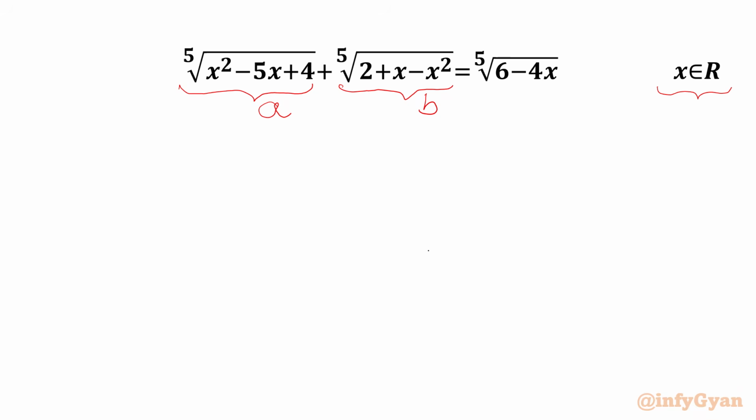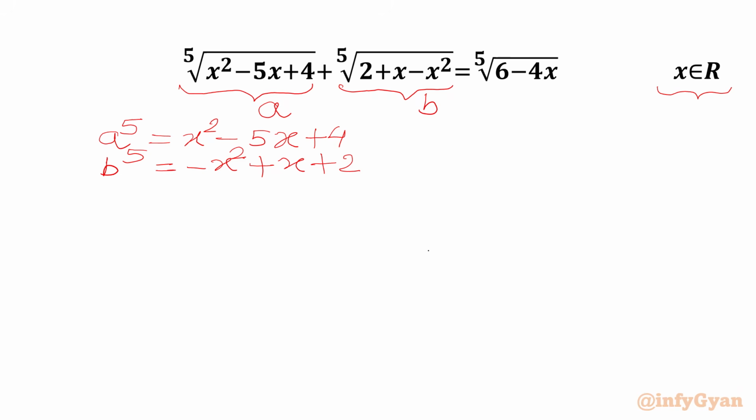By raising power 5 to our substitutions, we can write a power 5 will be equal to x square minus 5x plus 4, and we'll be writing b power 5 will be equal to minus x square plus x plus 2.